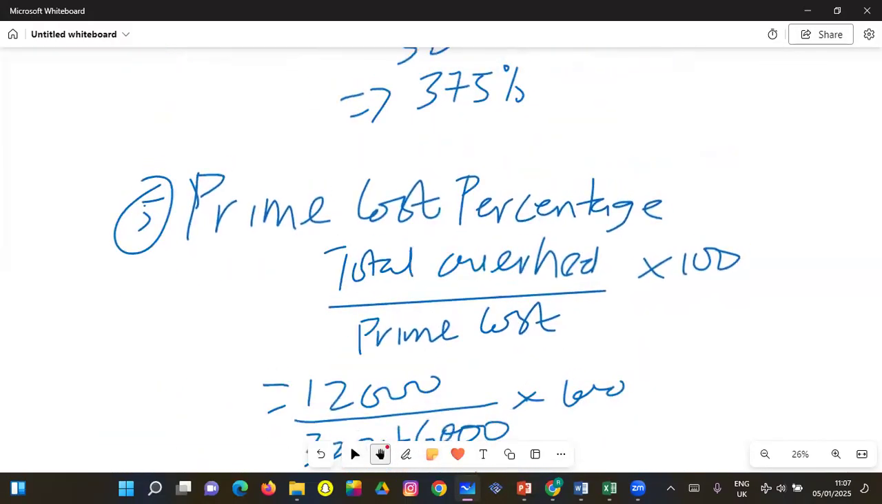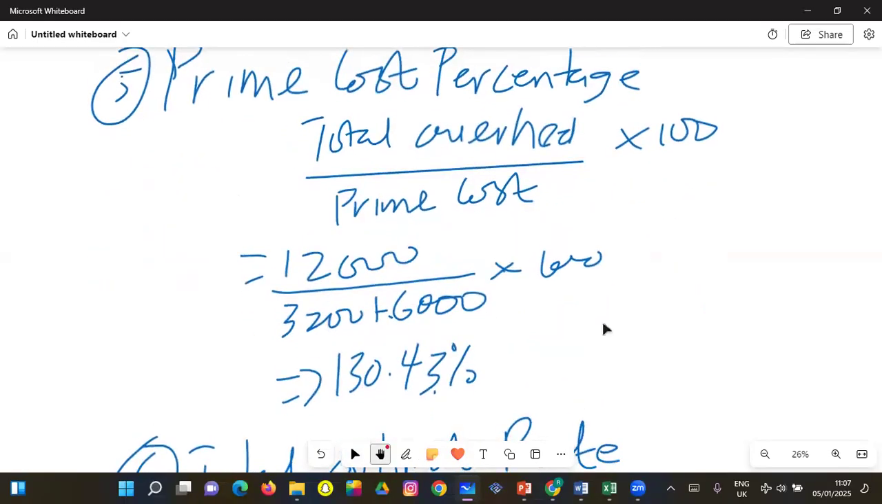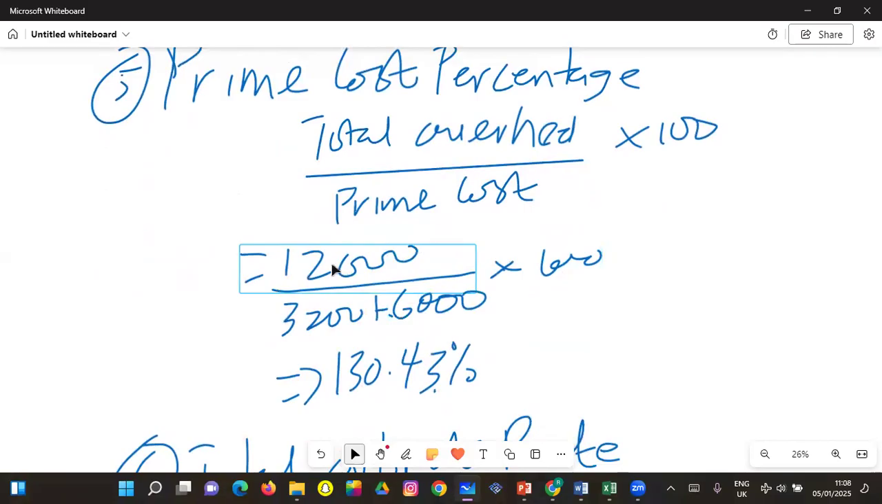Then we do our prime cost. Remember, prime cost percentage is total overhead over prime cost times 100%. So remember, prime cost is also what? Direct material plus direct labor. And then it is 3,200 plus 6,000. This is what we get when we compute for everything.